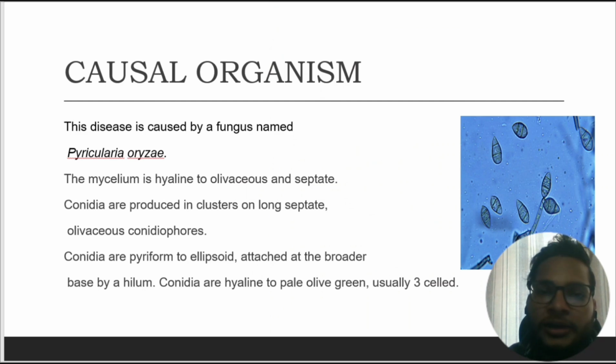Talking about the causal organism of this disease, it is Pyricularia oryzae. The mycelium of this fungus is hyaline to olivaceous and septate. Conidia are pyriform, hyaline, and usually three-celled.